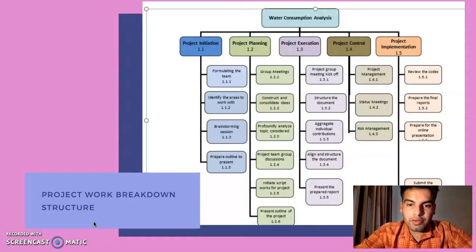In the project execution phase, we kicked off project group meetings according to each other's schedule. We structured the documents. We aggregated individual contributions into one single project. We aligned and structured the document, and we presented the prepared report. Later, we also had the project control phase where we were in project management. We had status meetings according to the progress of the project, and we had risk management.